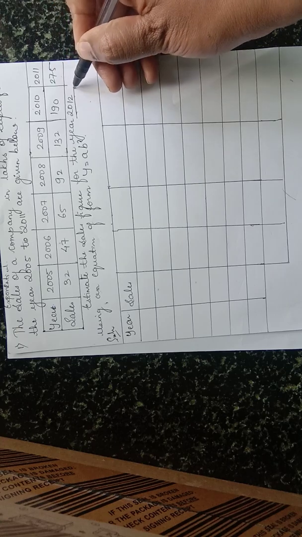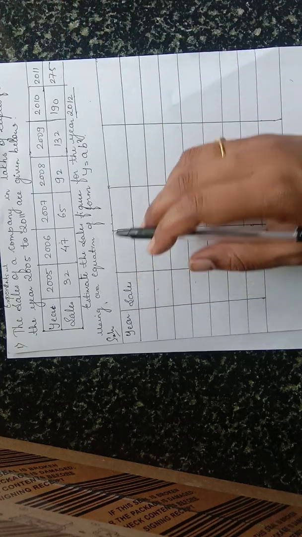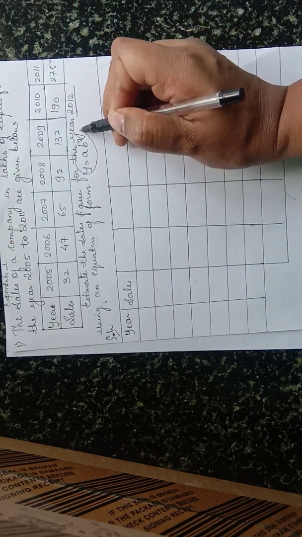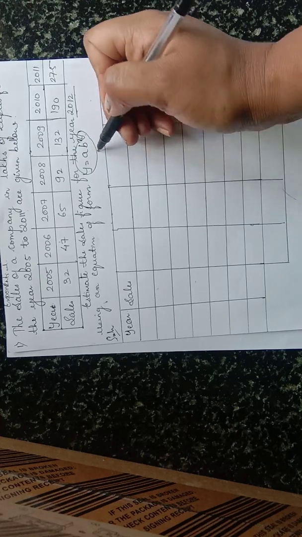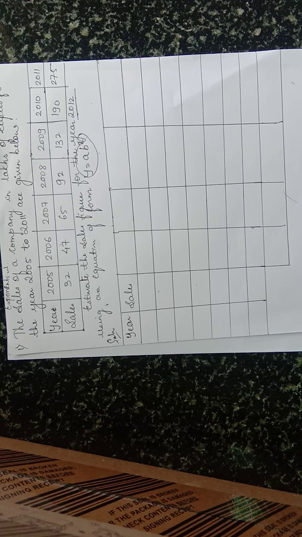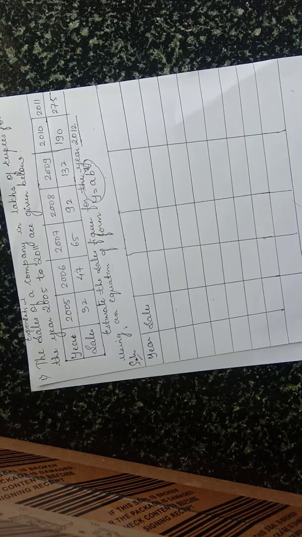You have to forecast for 2012 using an equation y is equal to a b raised to x. So when this equation is there, it is an exponential trend. Okay. Now let's start with the solution.